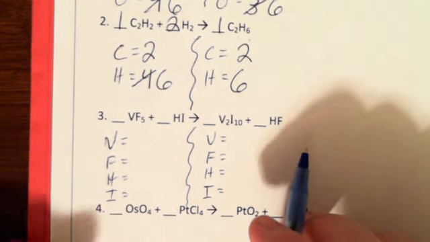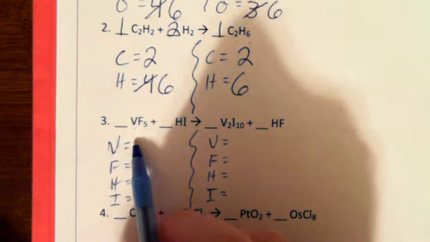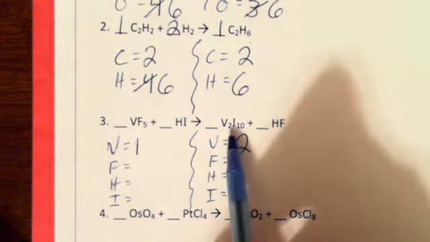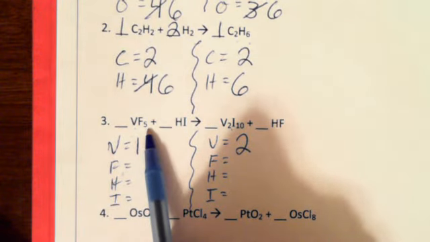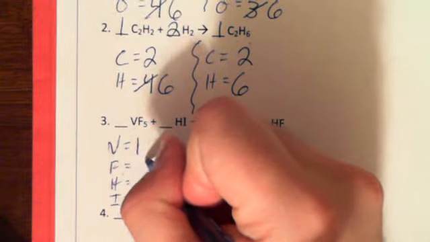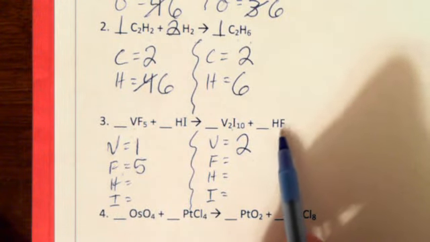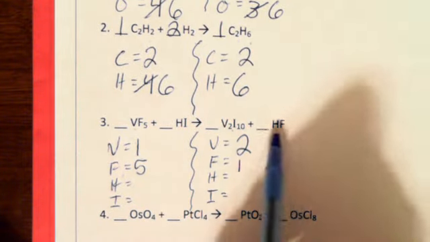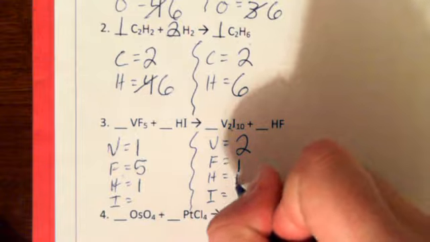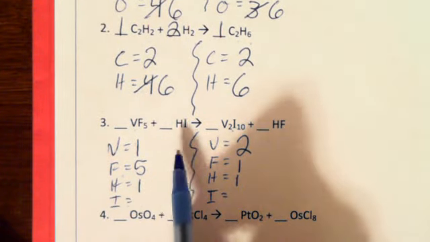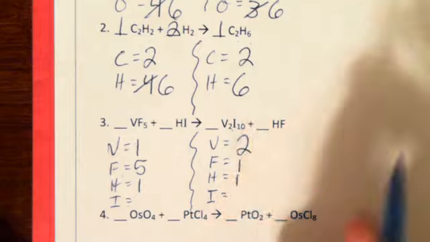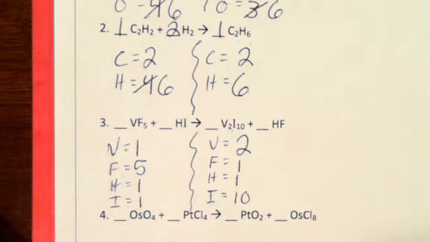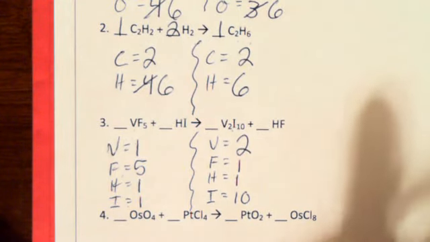Now, if you take a look at the V's, you have 1 vanadium on the reactant side. You have 2 vanadiums on the product side. It's that 2 right there. F's, you have 5 on the reactant side. And on the product side, you just have 1 just sitting right there. H's, 1 going in, 1 going out. Iodines, the I's, there's 1 there, and there are 10 going out. So 1 and 10.